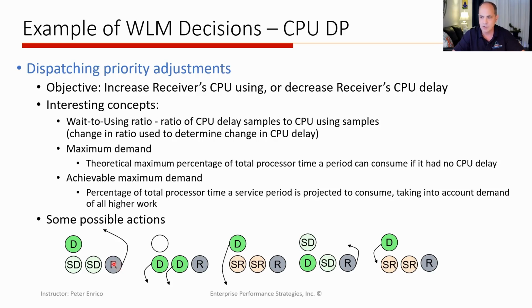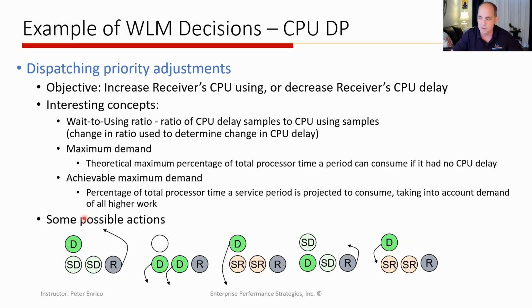WLM is going to say, oh, look, this is the receiver. Let me try to put him above everybody. That way he gets more CPU. He's the receiver. This guy becomes the donor. Why is he the donor? Because right now he has no competition. As soon as the receiver goes above him, he's going to have competition for the CPU. These guys are considered secondary donors, not because they're donating CPU directly, but because when the receiver goes above them, they no longer have equal competition to the receiver.